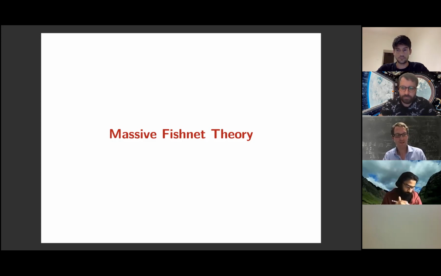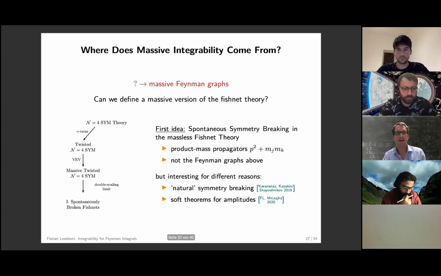Okay, so let's ask the question where this massive integrability comes from. Here the natural question would be whether we can define a massive version of the Fishnet theory, which allowed us in the massless case to argue that the integrals have this Yangian symmetry. And our first idea was to look at spontaneous symmetry breaking in the massless Fishnet theory.